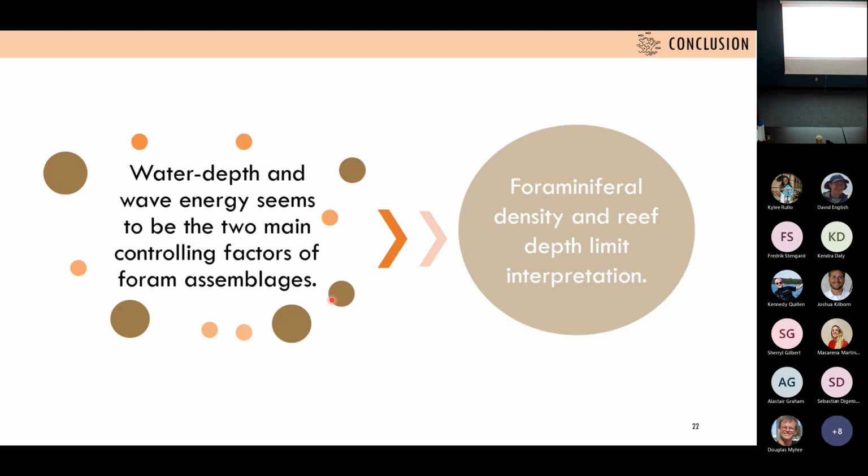And as a conclusion, I mentioned water depth and water energy, especially in Cayo Morillos and Cayo Pájaros, which are the shallower and more exposed reefs. These seem to be the two main controlling factors for the foraminifera assemblages in that area. For further interpretation, and that's a great catch, some of my PhD work is going to be looking at how foraminifera density and reef depth limit that interpretation. So in my PhD now, I'm going to try to sort that out.